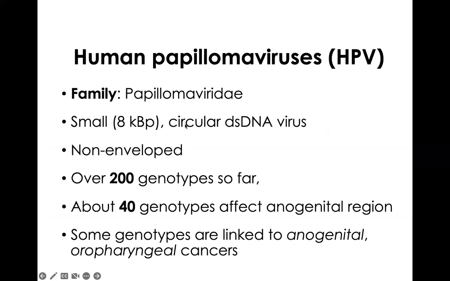So let's dive into HPV, human papilloma viruses. As the name suggests, the family is Papillomaviridae. It's a fairly small virus. It has a small genome of around 5,000 to 8,000 base pairs, circular double-stranded DNA. It's non-enveloped, and there are as many as 200 genotypes so far, within around 50 genera, and then there are around 40 genotypes that are associated with anogenital regions, and these are what you call STIs. And some of them are associated with cancers, both in the anogenital region and also in oropharyngeal regions.